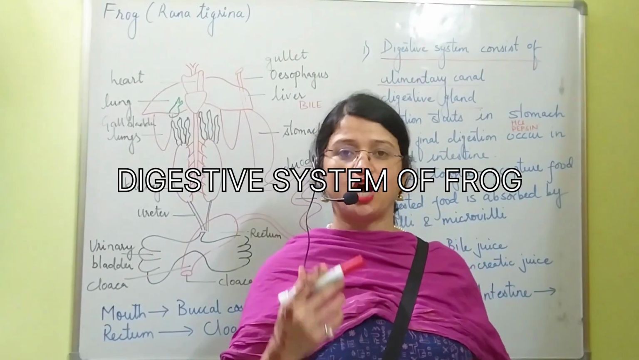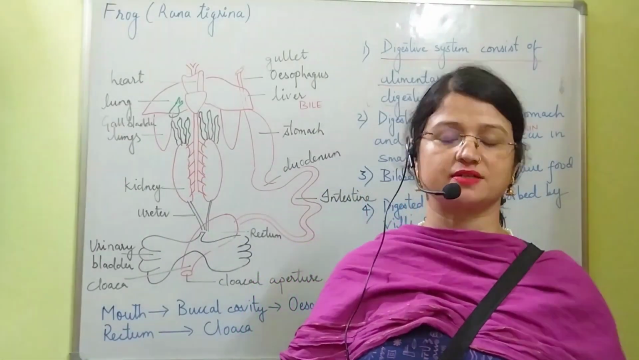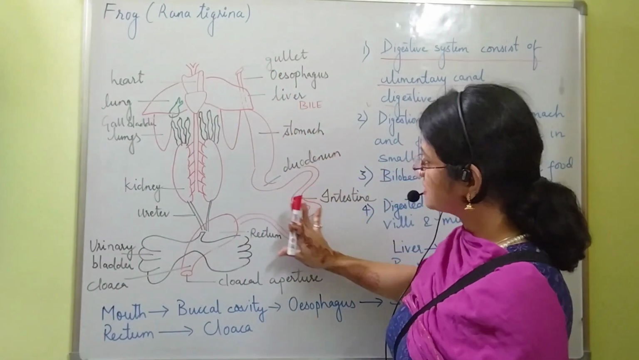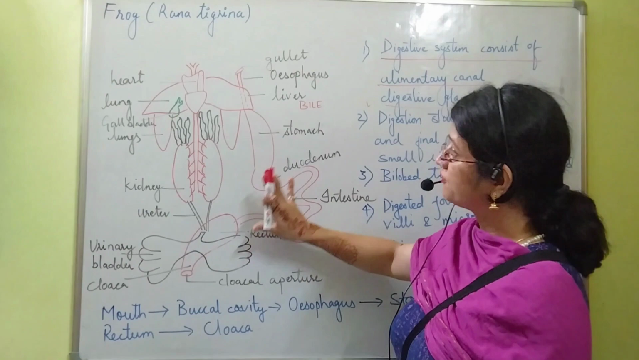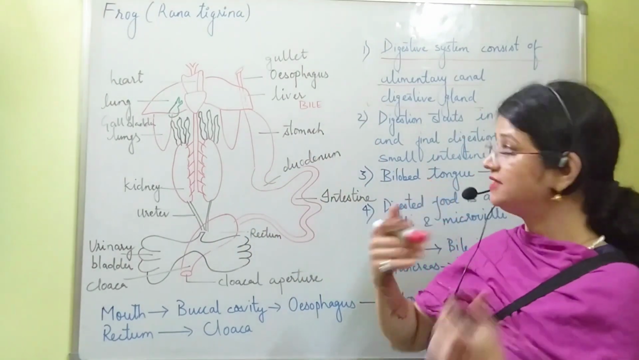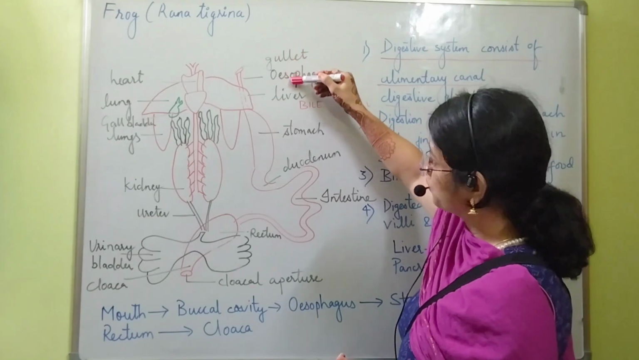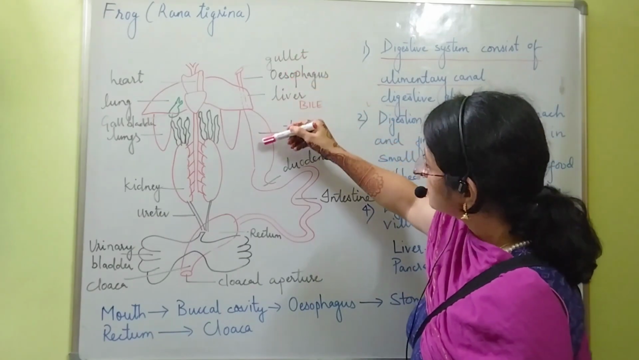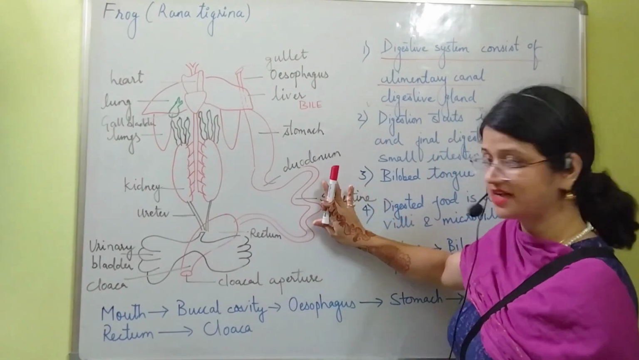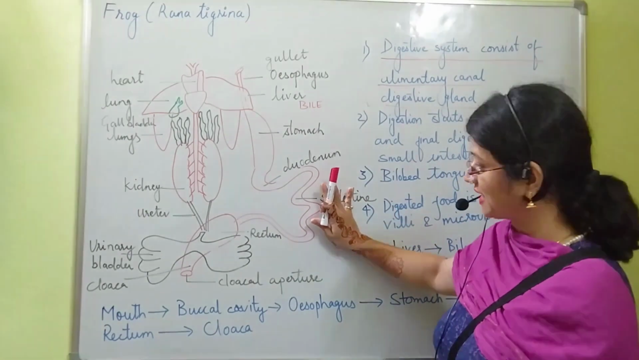Students, now we will discuss the digestive system of frog. So here I have drawn the digestive system of frog. First of all, the mouth, it leads to the buccal cavity, which leads to the esophagus, which opens into the stomach, then intestine. The final digestion takes place in this intestine.